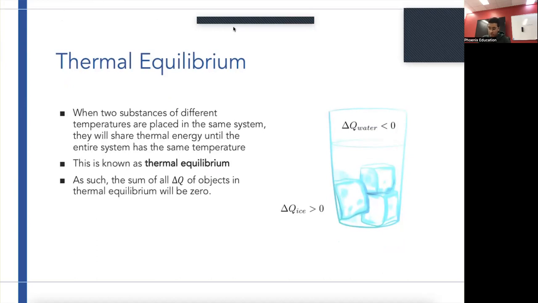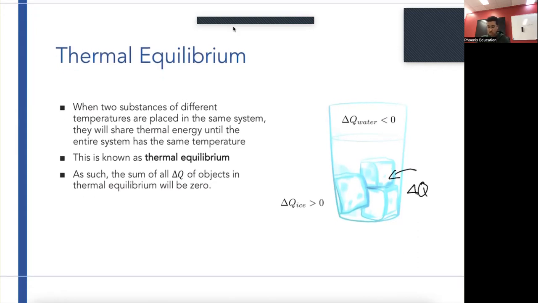Okay, and what it says is, as such, the sum of all change in energy of objects in thermal equilibrium will be 0. So what's happening is that this ice is being heated, right? So its change in energy, its change in Q will be greater than 0, right? It's because heat is being added to the ice because the water is warmer than the ice, right? But the water is being cooled by the ice, right? The ice acts like some source that's taking away energy, right? It's cooling the water. So this water is being lowered in temperature, and therefore the energy of the water is decreasing, so the change in energy is less than 0, and the change in energy for the ice is greater than 0 because it's being warmed up by the water.